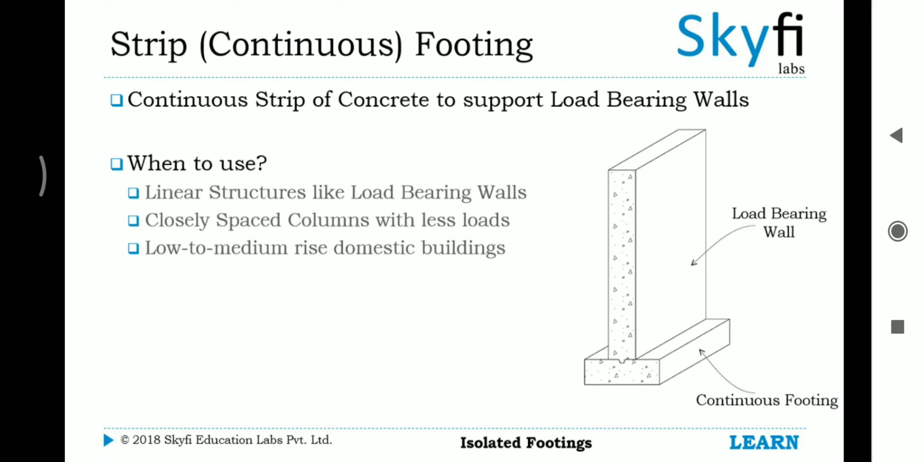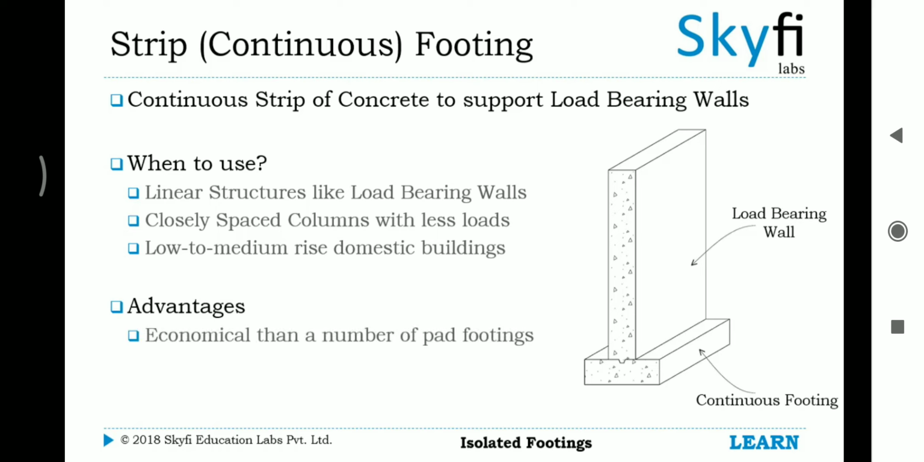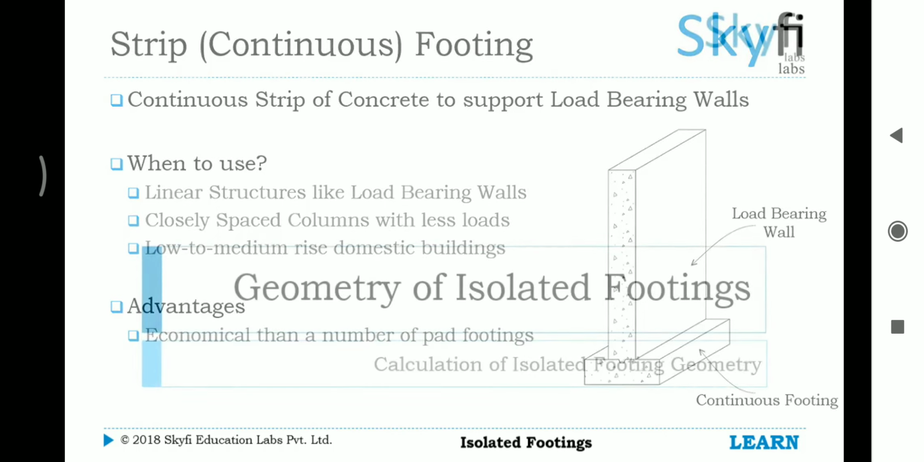Strip footings are also provided for a row of columns, which are so closely spaced that their spread footings overlap each other. They are particularly suited to light structural loads, such as those found in many low to medium-rise domestic buildings. It is more economical to provide a strip footing than to provide a number of spread footings in one line. In the next few videos, you will learn to design an isolated footing.